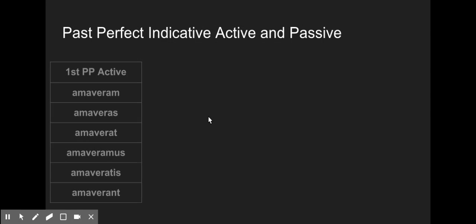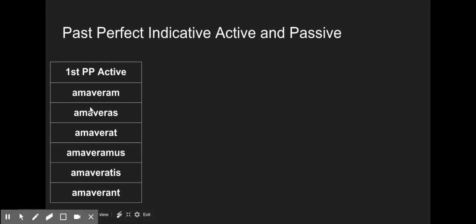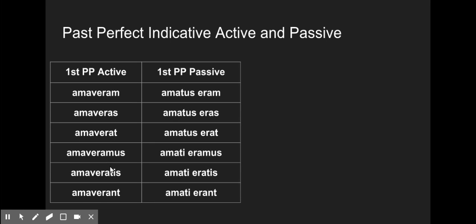The past perfect, again, for the active, you use that third principal part. Key thing to note is you drop the I there, so it's amaveram, and the -eram, -eras, -erat, -eramus, -eratis, -erant. This comes from the imperfect of sum. So the imperfect of sum is used for the past perfect endings. And again, for the passive, we use the fourth principal part: amatus eram, amatus eras, amatus erat.